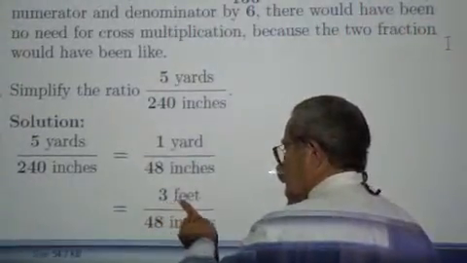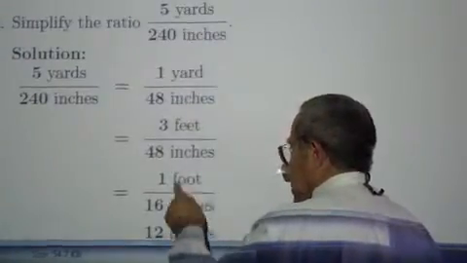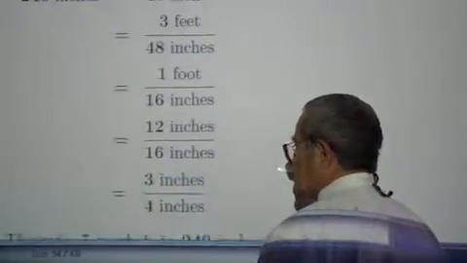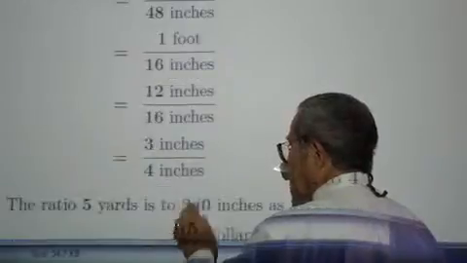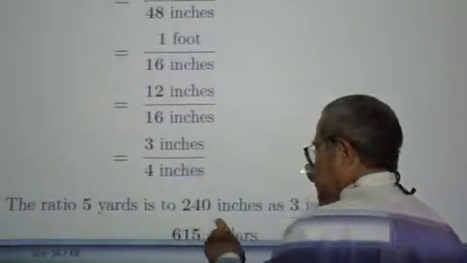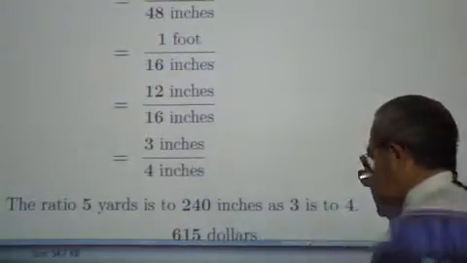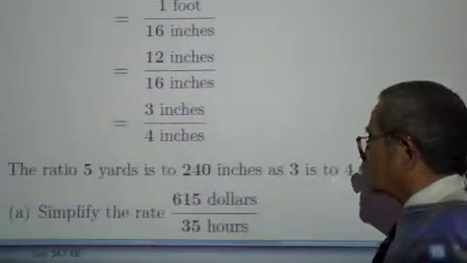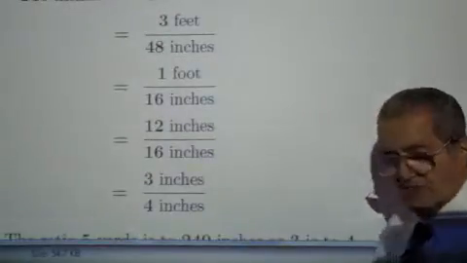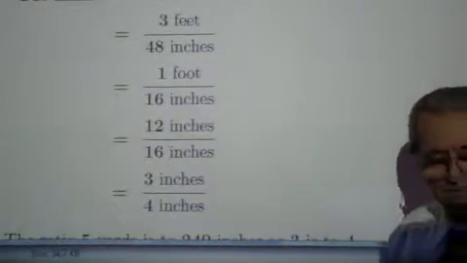1 yard is the same as 3 feet, and a foot is the same as 12 inches. So 12 inches over 16 inches is like 3 over 4, and the inches don't have to be mentioned. So 5 yards is to 240 inches as 3 is to 4. You want to look at that for a few seconds?